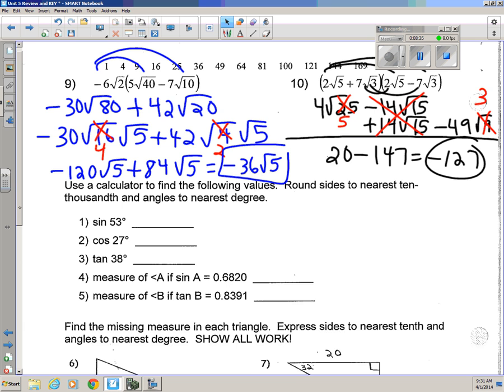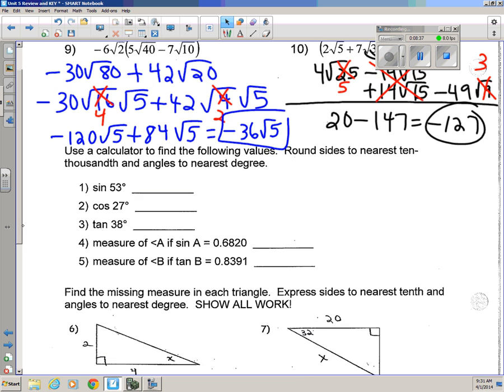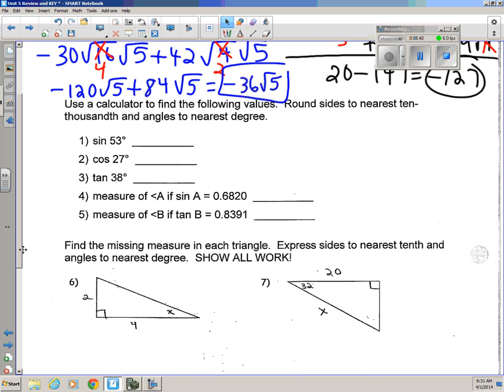Okay, so that's all radical stuff. Now we're moving on to trig stuff. Remember, you must be in degree mode. Use your calculator to find the following values. Round to the 10,000th place. If it's angles, round to the nearest degree. 10,000th place is 4 places over. You look at the 5th, it tells you how to round the 4th.